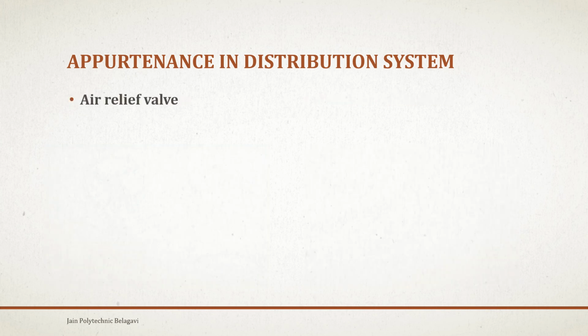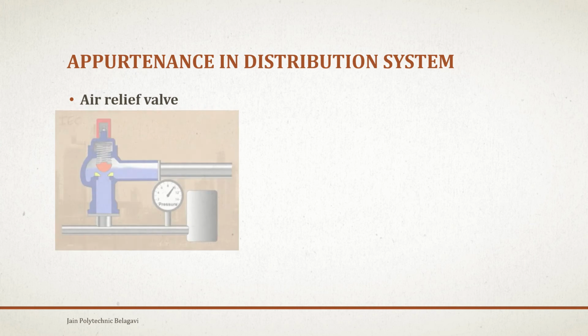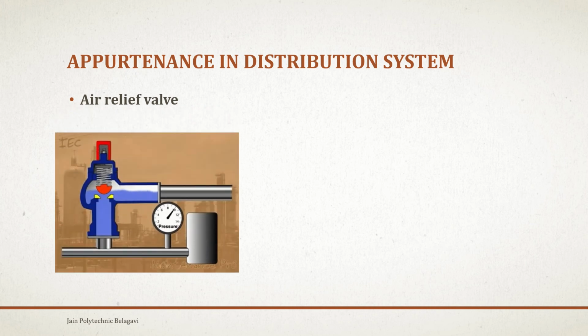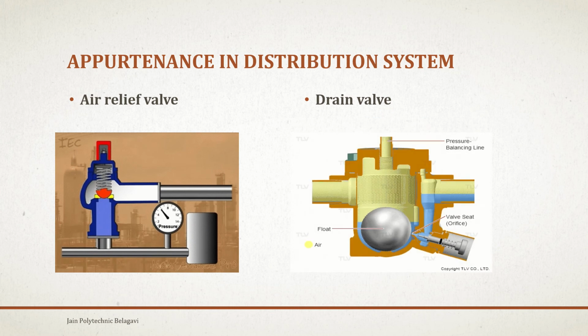Next, we will understand what this air relief valve is. Here the water is going, but some part of it will have some air pressure. We need to remove that, and we will be removing it by closing that valve and releasing the air. Next, we will understand what this drain valve is. We use the drain valve where the water is being washed and we need to remove all the dirt from the pipelines. There we provide this type of drain valve.